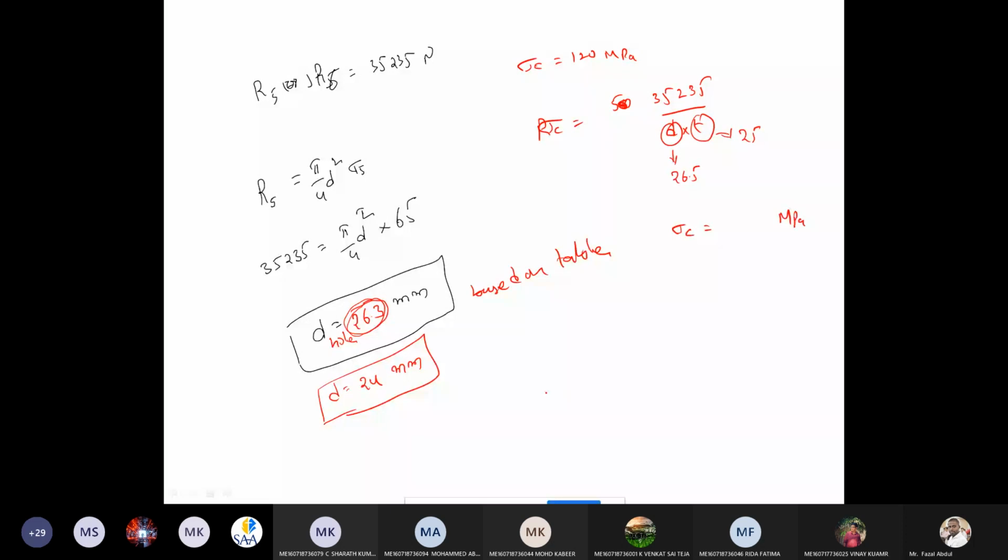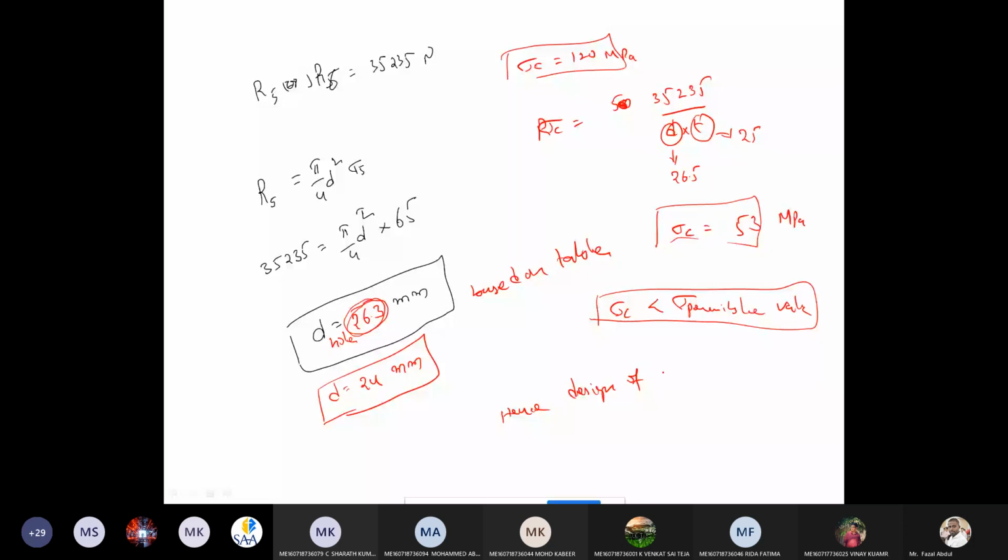53 megapascal. Okay. So 53 means the question is given 120 megapascal. Our induced crushing stress is 53. It means our induced stress value is less than the permissible value. So that's the reason our calculated design is safe. Hence, design of rivet for eccentric loading is safe. Like this, you need to write the comment.